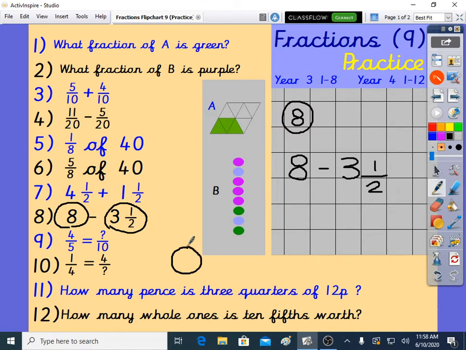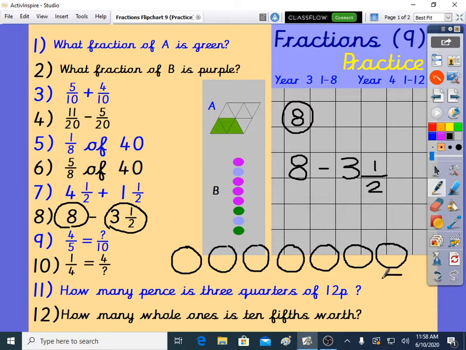I'm going to draw 8 circles. I hope I fit them all in. 1, 2, 3, 4, 5, 6, 7, and 8 down here. So I've drawn 8 circles there. I'm going to take away 3.5 of them. Take away 3, that'll be easy. 1, 2, 3. They're gone.